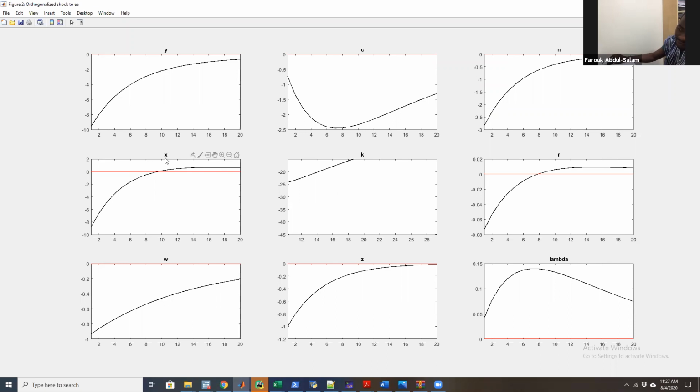X here is the amount of investment. The same idea, investment will take some time to go back to normal, but as soon as the shock hits you, investment comes down because there's a negative shock. And lastly, in terms of your wage rate and rental rate of capital, the same idea. So this is how Dynare can clearly come in, help us with simulation, and realize whether the income effects will outweigh the substitution effect or vice versa.